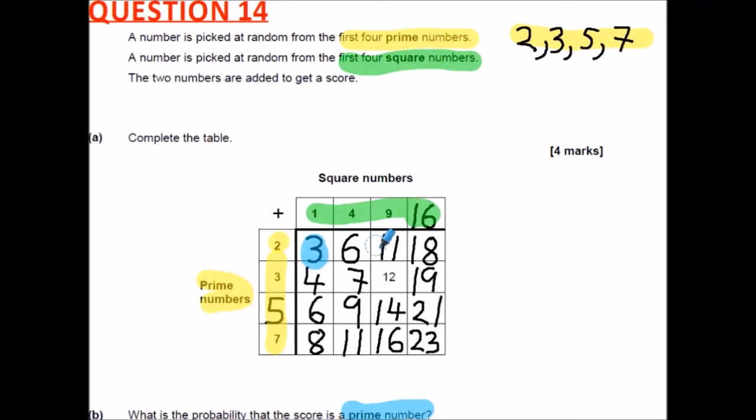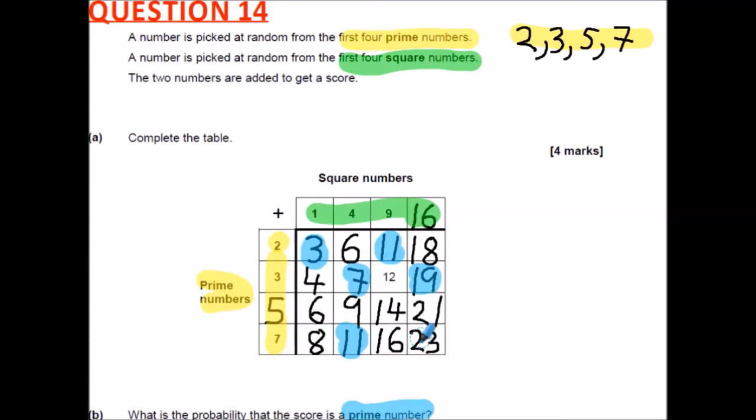number, as is 11, 4 isn't, 7 is, 12 isn't because you can half it, 19 is a prime number, need to know that, 6 isn't because you can half it, 9 isn't, you can divide it by 3, 14 can be halved, 21 you can divide by 3 and 7, so none of that row are prime. 8 isn't prime because you can half it for one thing. 11 is a prime number though.